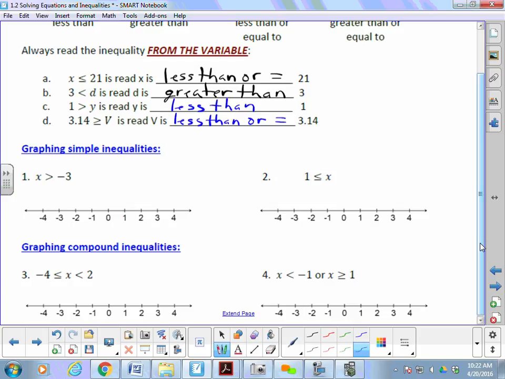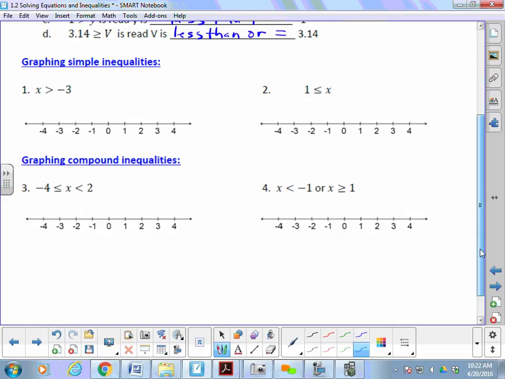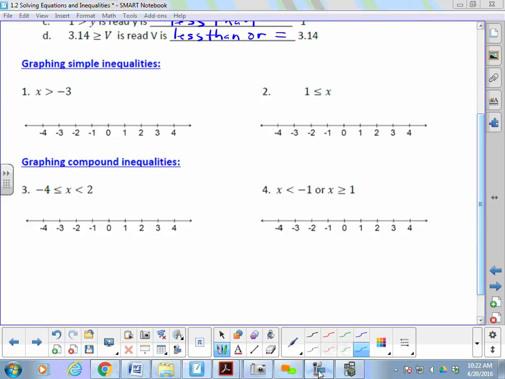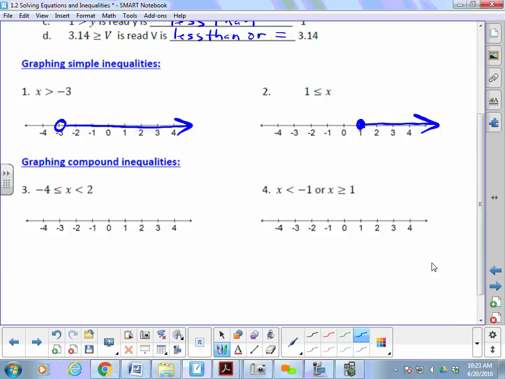Graphing inequalities. How many of you remember how to do 1 and 2 here on graphing simple inequalities? Go ahead, graph them. So those two should look like that.